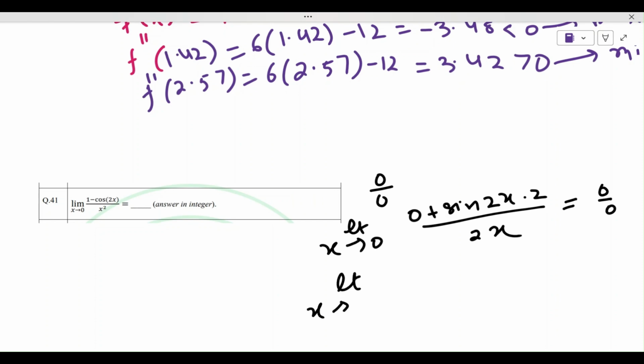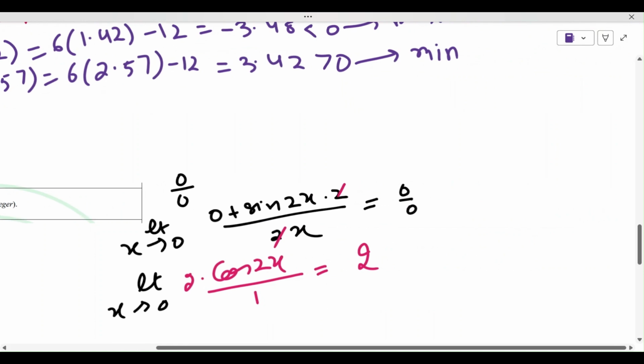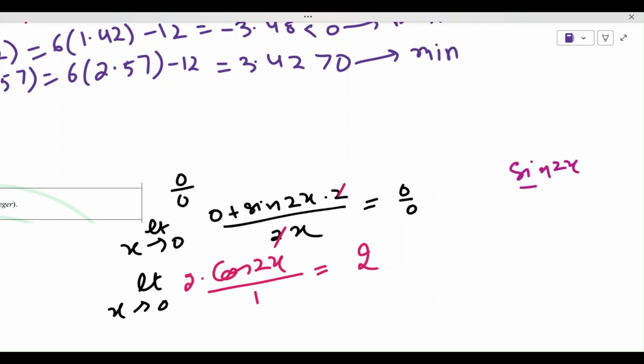Limit as x approaches 0. The derivative of sine is cos 2x into 2, and the derivative of x is 1. So the value is 2. Now we can also apply it directly. We know that the limit as x approaches 0 of sine x by x is 1. So if we have sine 2x divided by x, we multiply by 2 and divide by 2. This gives you the value 1, and 2 into 1 again gives you 2. So you can apply either way.